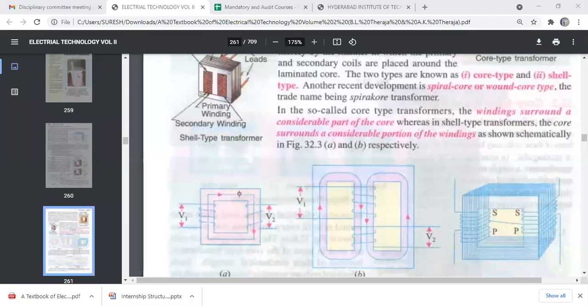Tomorrow we'll see the EMF equation of the transformer and problems on the EMF equation of the transformer. You can exit now.